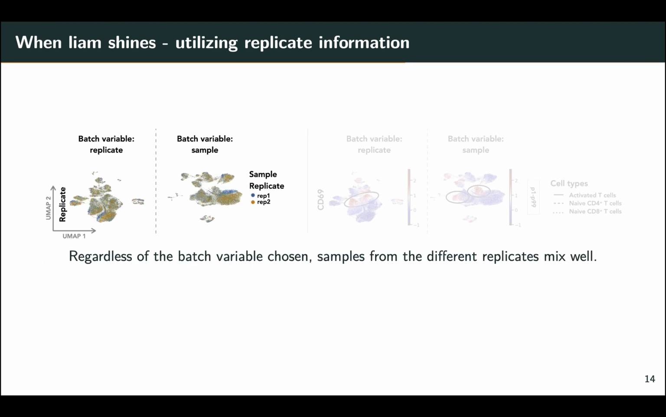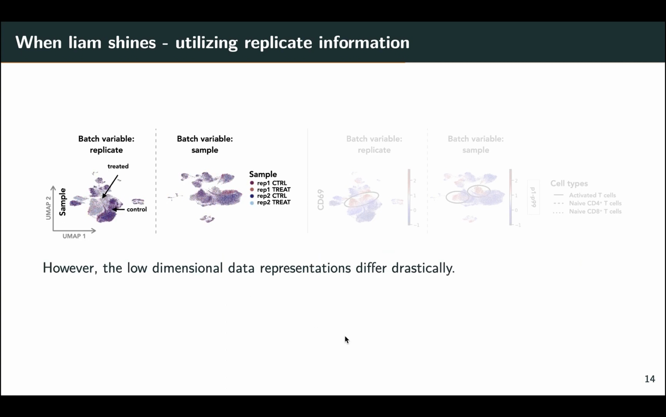So what you can appreciate here is that when we look at the replicate, both of these models really mix the replicates very well. However, when we look at the sample, we see that these representations really differ a lot, and we see a very strong stratification by treatment in the representation obtained with the model using the replicate as the batch variable.